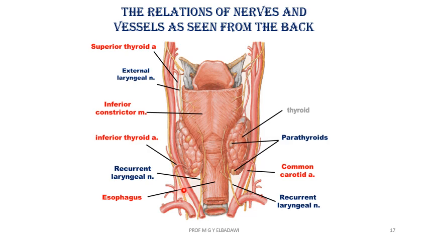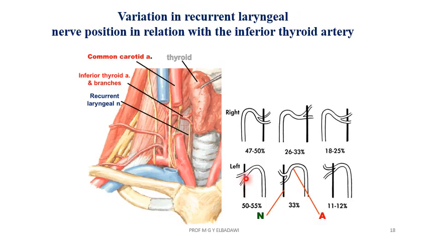That is the vagus on the left side, where the recurrent will be coming from the arch, around the arch of the aorta, while on the right side here, the recurrent laryngeal will curve around the right subclavian artery. That is the relation of the inferior thyroid with its branches to the recurrent laryngeal nerve.